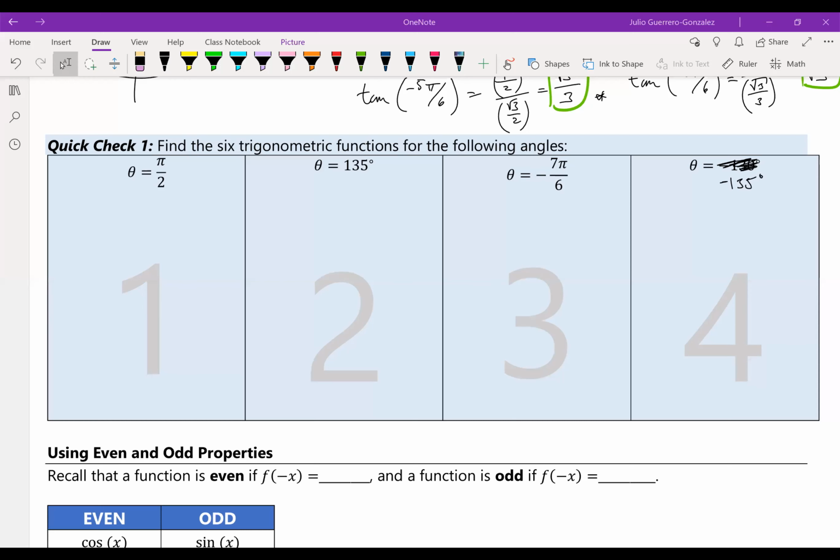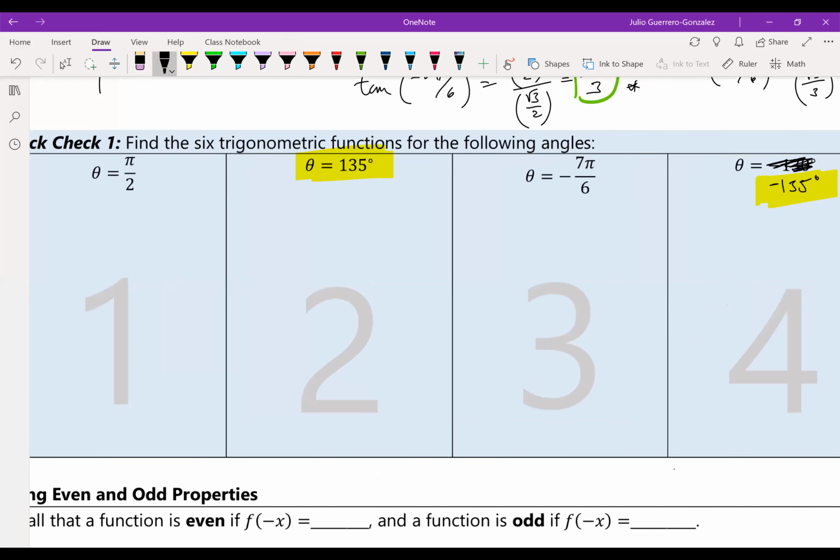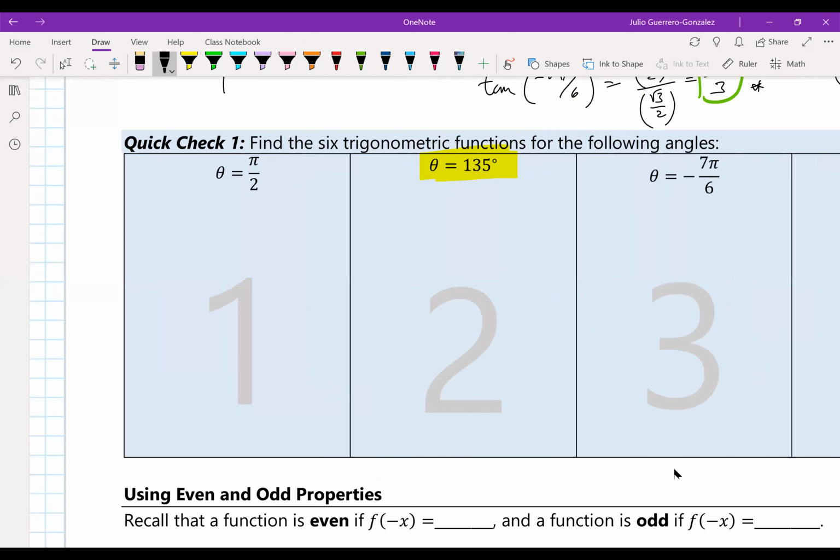Let's do... Aha. This is actually a good one. I'm going to do these two, the 135 and the negative 135. So if we look at our unit circle, right, and I'm actually going to use the box before it. Let's see, into shape. It didn't actually do it. Oh, come on.